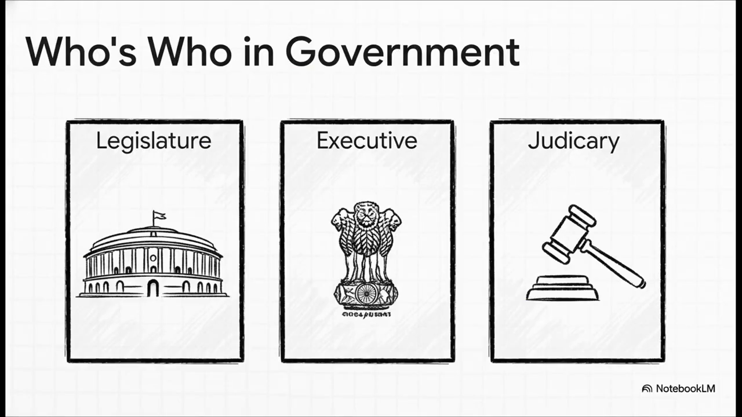So who are the key players in each of these pillars? Well, the legislature is the parliament. For the executive, you have the president as the head of state, but the real day-to-day power is with the prime minister and their team of ministers. And the judiciary? That's headed up by the Supreme Court with the high courts in the states just below it.